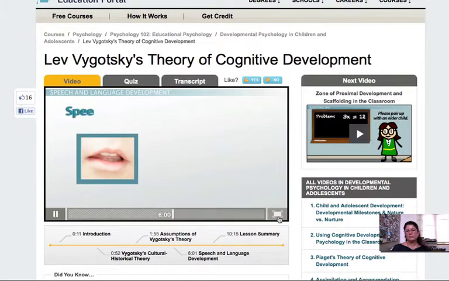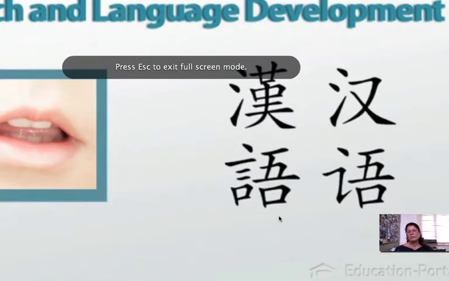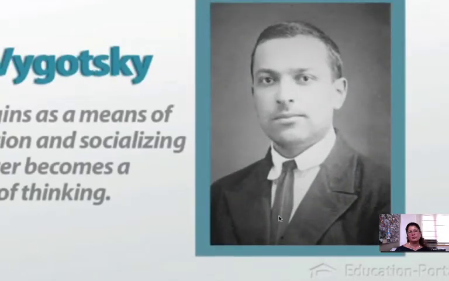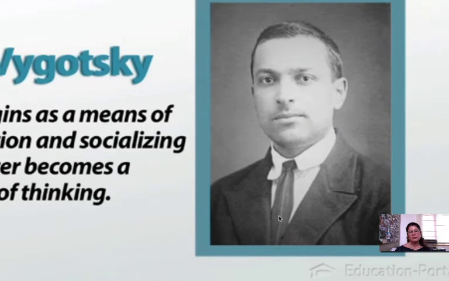Now we revisit speech and language development. We have covered the basic assumptions of Vygotsky's theory of cognitive development, and now I want to focus specifically on the principles of speech and language development. According to Vygotsky, speech begins as a means of communication and socializing, and later becomes a tool of thinking. His research led to the identification of 4 major stages of speech development.